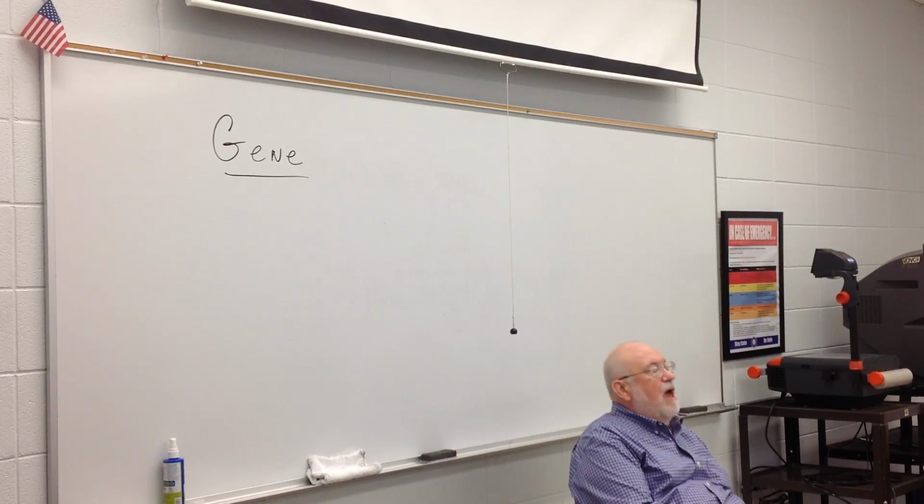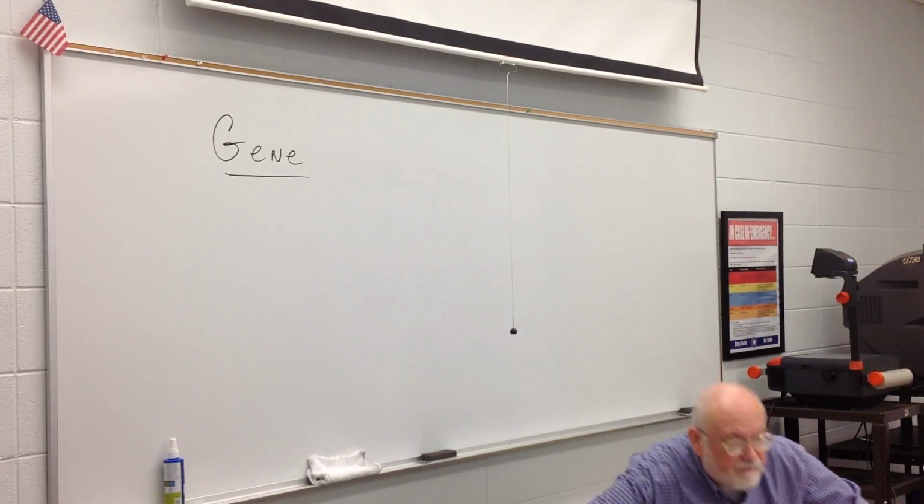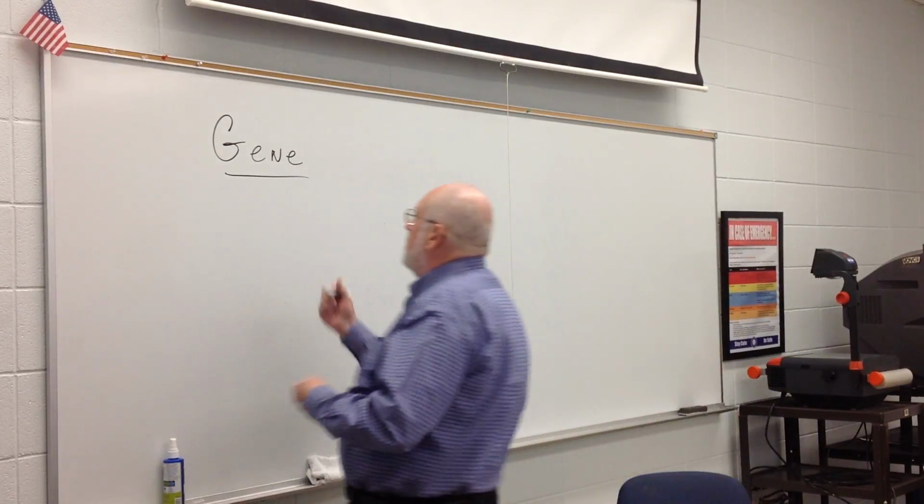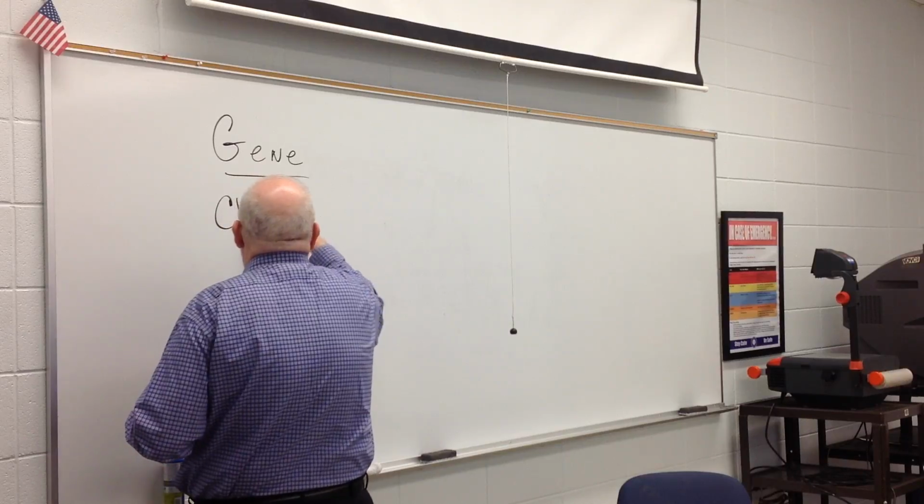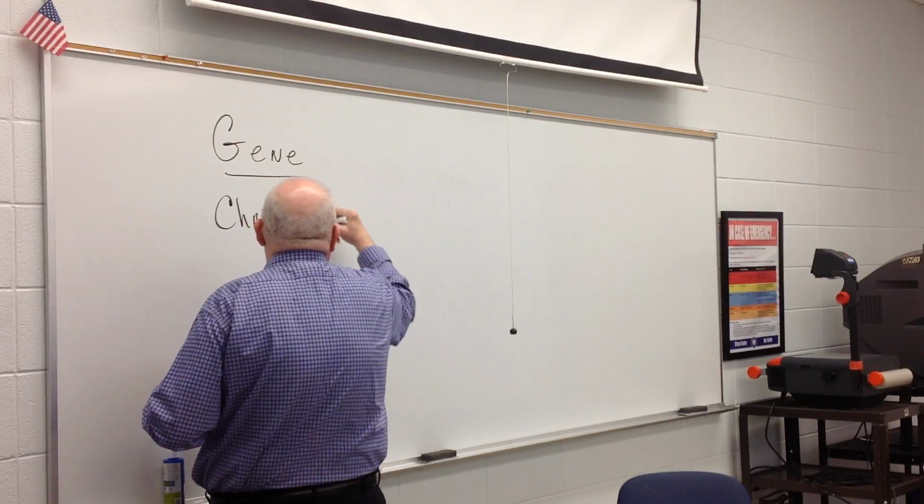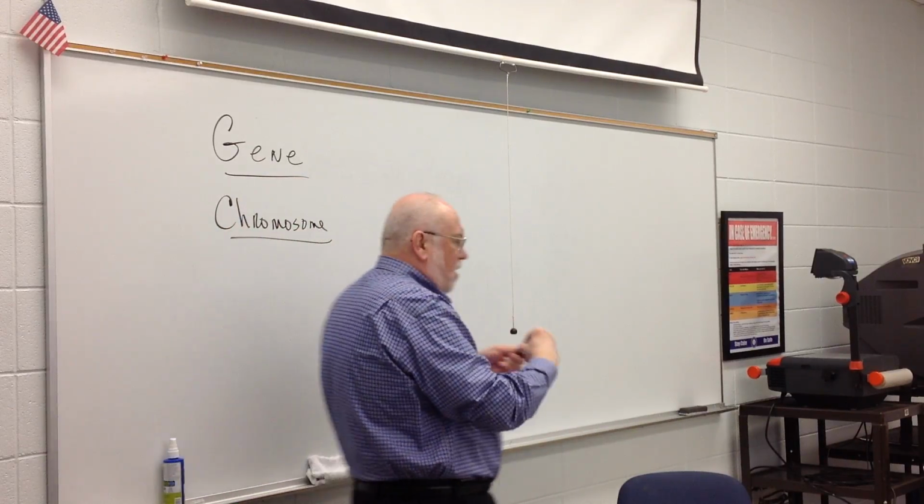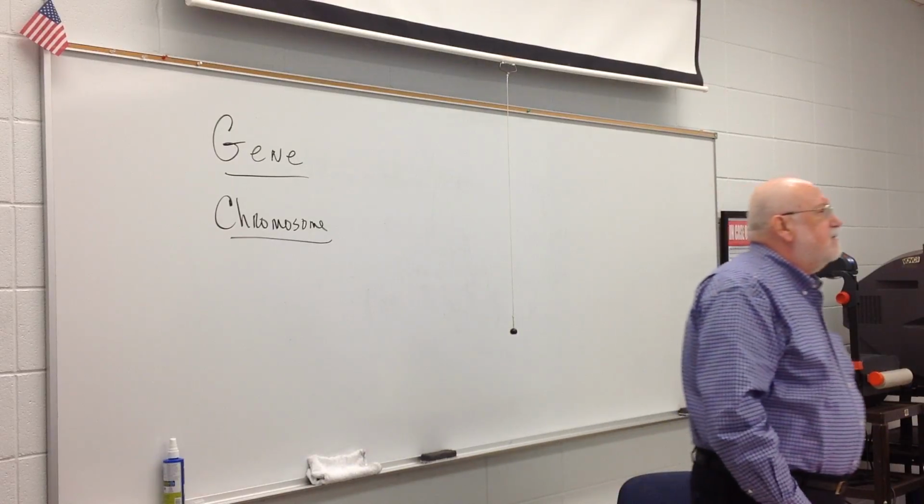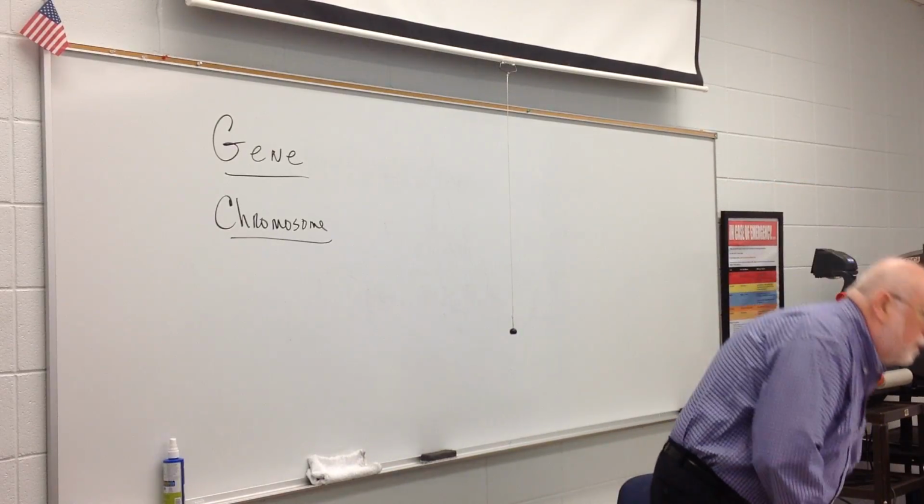All right? Now, if you string together a whole bunch of genes in a linear sequence, one right after the other, what do you end up forming? You end up forming a chromosome. So a chromosome is really nothing more than a linear sequence of genes, one right after the other.